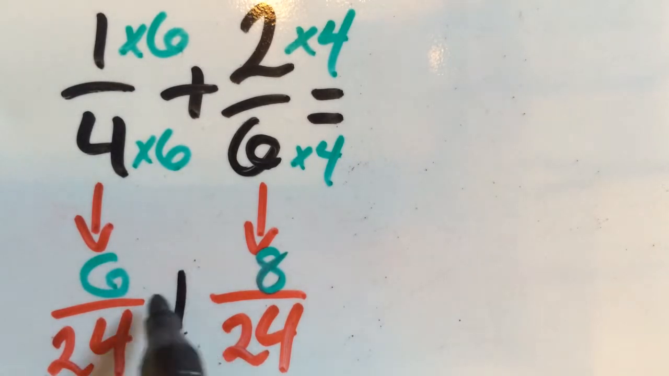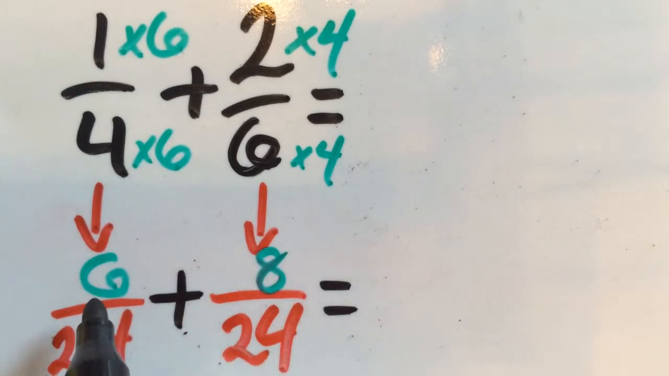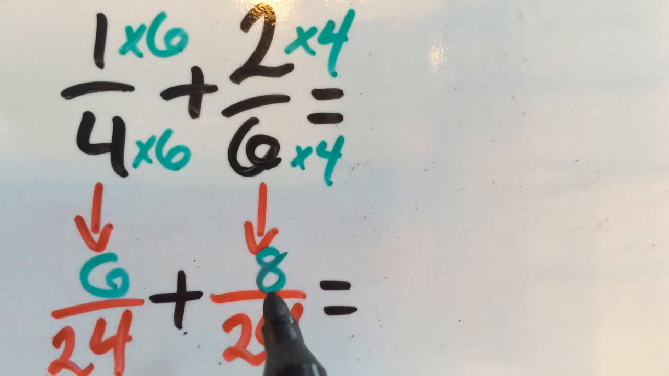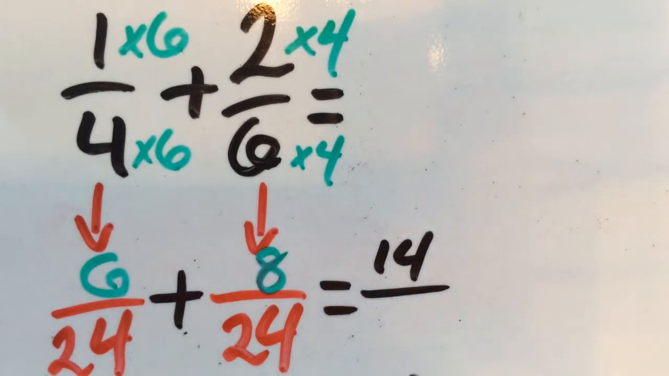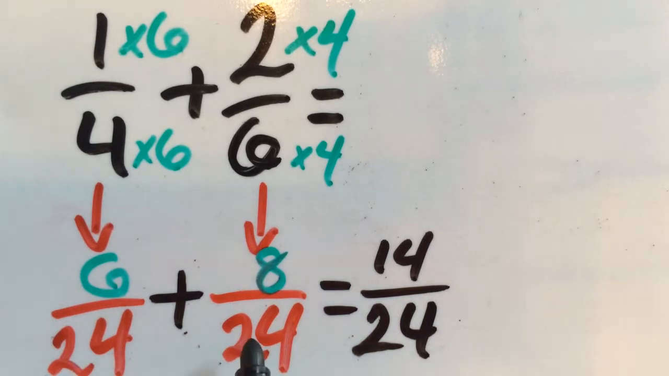Now we're ready to do our addition. 6/24 plus 8/24 is 14/24 because 6 plus 8 is 14 and the denominator does not change. So 1/4 plus 2/6 equals 14/24.